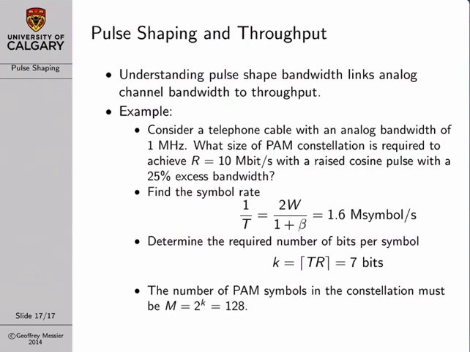So the last point to emphasize about pulse shaping is that understanding the bandwidth of your pulse shape is a very powerful idea because it allows you to link analog channel bandwidth to system throughput. And often a communications engineer will be asked to design a system with a certain throughput, and we'll have to do it over a certain analog channel that has a certain sort of passband characteristic. So it'll pass a certain range of frequencies, and after that the channel will start to attenuate it.